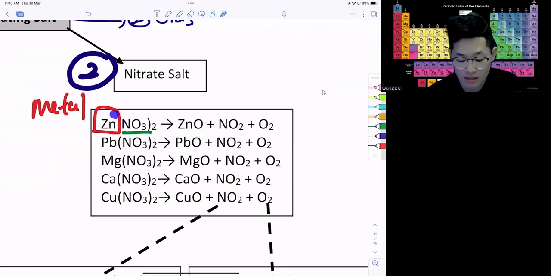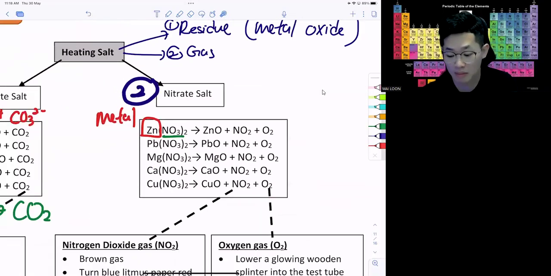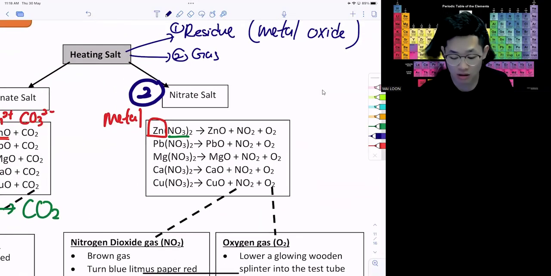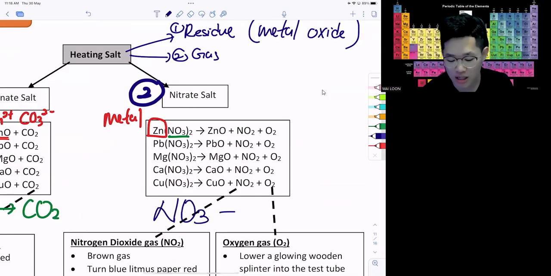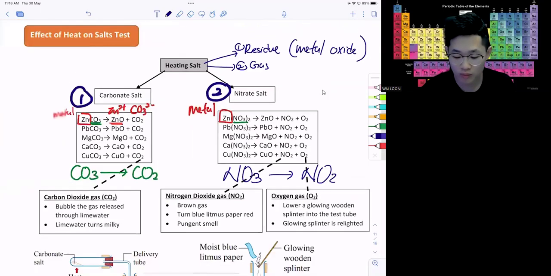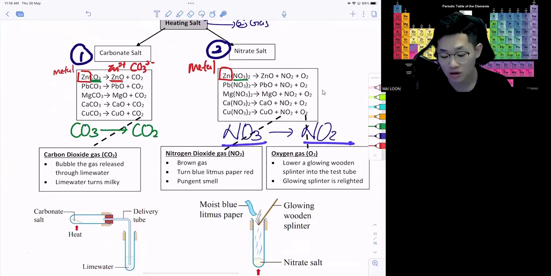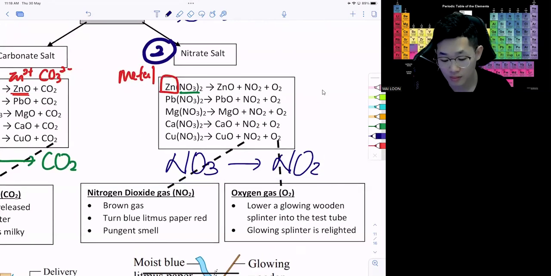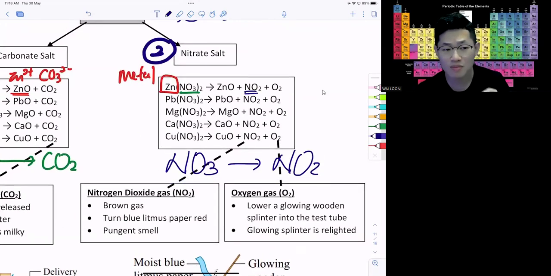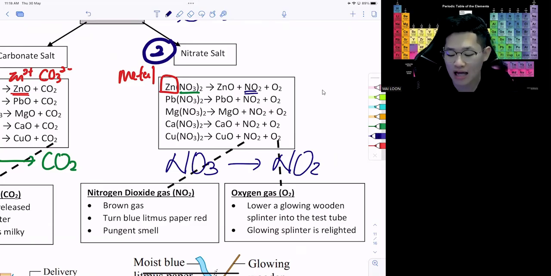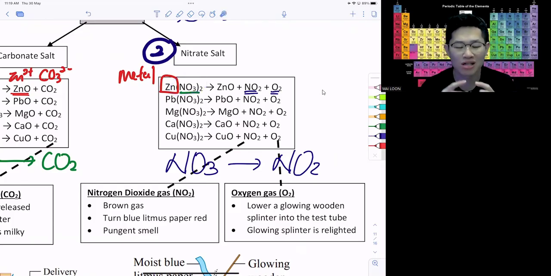So zinc produce zinc oxide. And then if you still remember, CO3 produce CO2 just now. Now this term is NO3 produce NO2. We're just changing the C to N. NO3, NO2. But you have to remember the NO2 will come together with O2. Because you can see that this compound is slightly bigger than the one just now. This one got bracket, wow, still got more atoms.